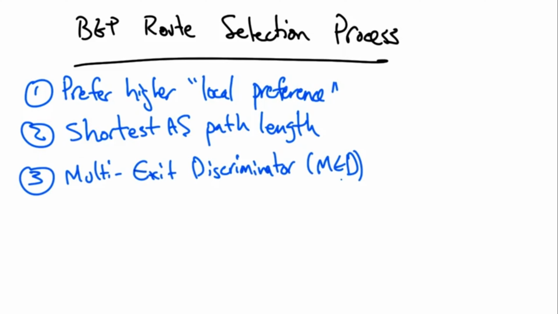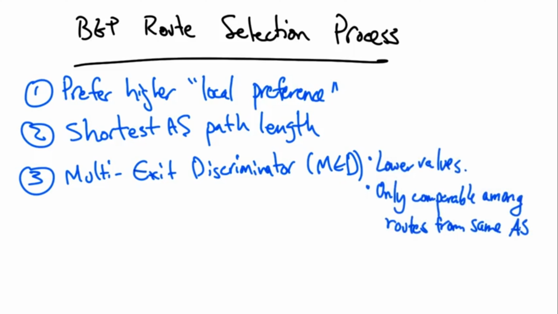The multi-exit discriminator value allows one AS to specify that one exit point in the network is more preferred than another. So lower MED values are preferred, but this step only applies to compare routes that are advertised from the same autonomous system. Because the neighboring AS sets the MED value on routes that it advertises to a neighbor, MED values are not inherently comparable across routes advertised from different ASes. Therefore, this step only applies to routes advertised from the same AS.